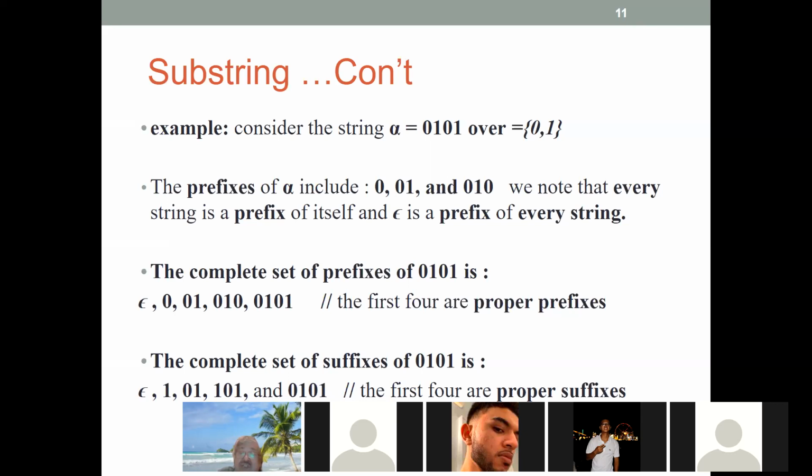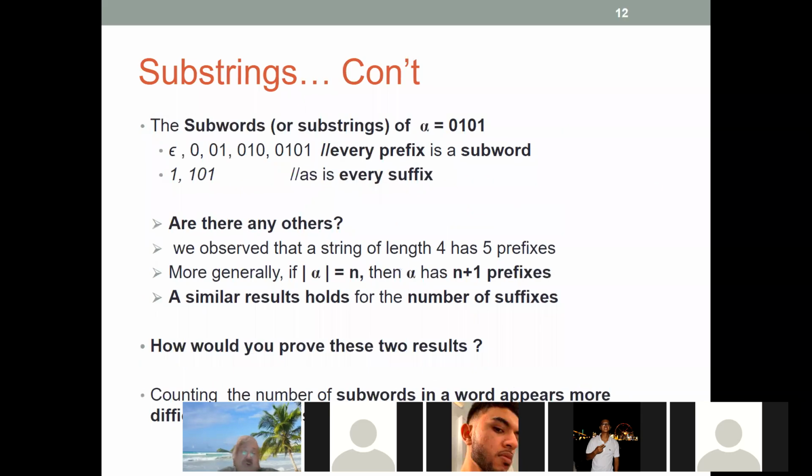The complete set of suffixes of 0, 1, 0, 1. The first four, epsilon, 1, 01, 101, those are proper suffixes, whereas 0101 is a suffix, but it's not a proper suffix because it's the whole string. All right, look that over. All right, Anvin, give us a whirl.